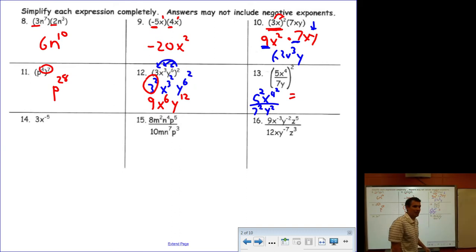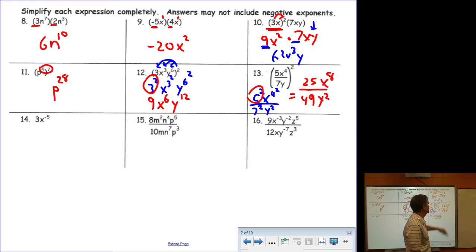Let's go ahead and apply all those. 5 to the second power is 25. X to the 4th to the second would be x to the 8th because you would multiply the exponents. 7 to the second is 49. And y to the second is y to the second.